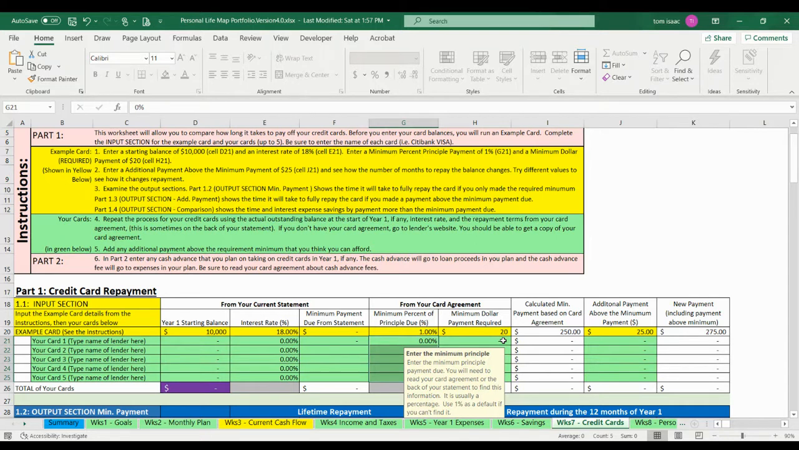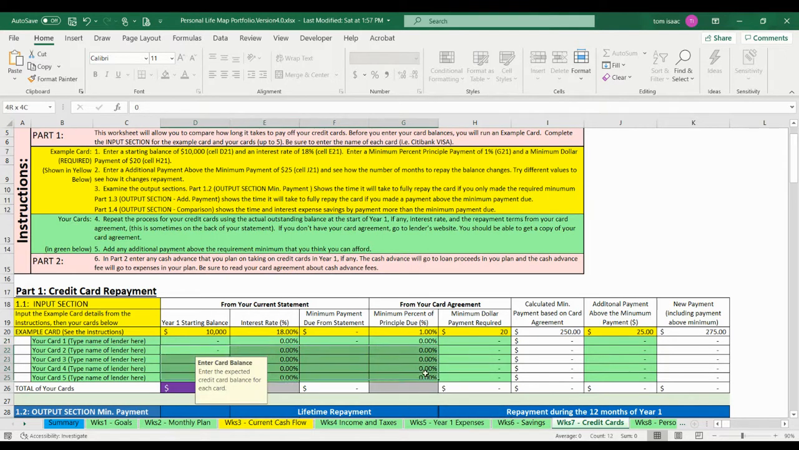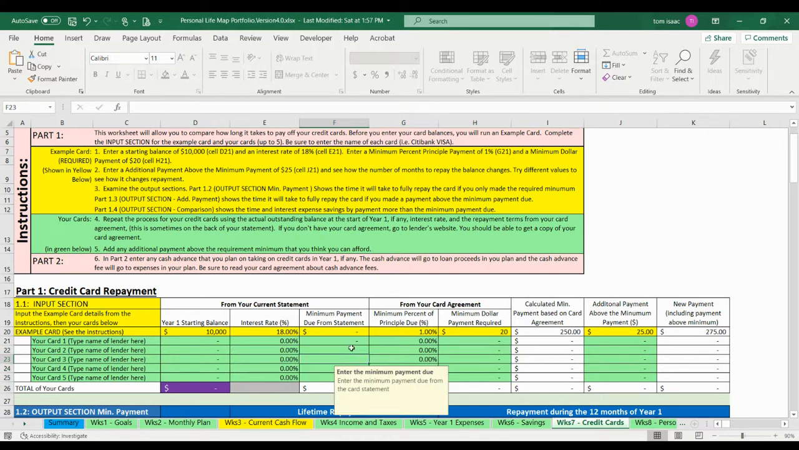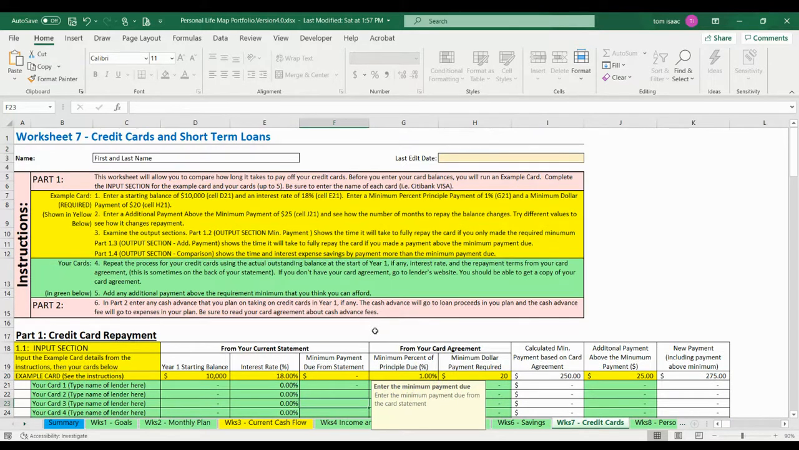The other place that you can find this would be your credit card agreement. You may have to contact your credit card issuer to be able to get that agreement. But what you'll see is that that credit card agreement is going to spell out all of these terms. How much you have to pay either as a minimum monthly percent of principal or a minimum dollar payment required. So those things should be spelled out in your credit card agreement. And for any credit cards that you have, you should know those terms and you're going to enter them in here. So that's the bulk of Worksheet 7 on credit cards.